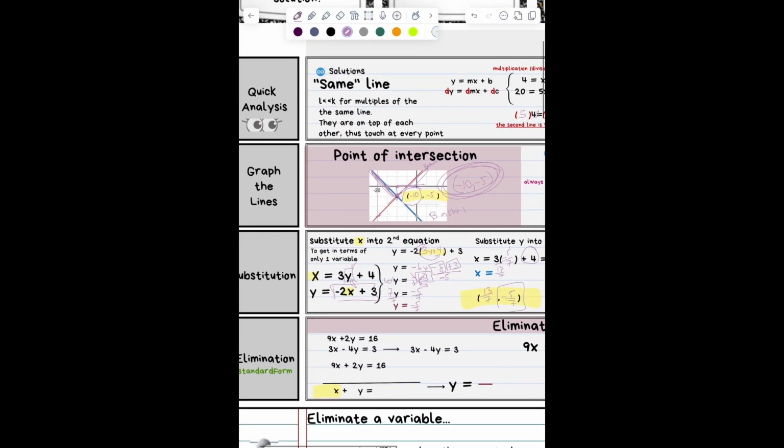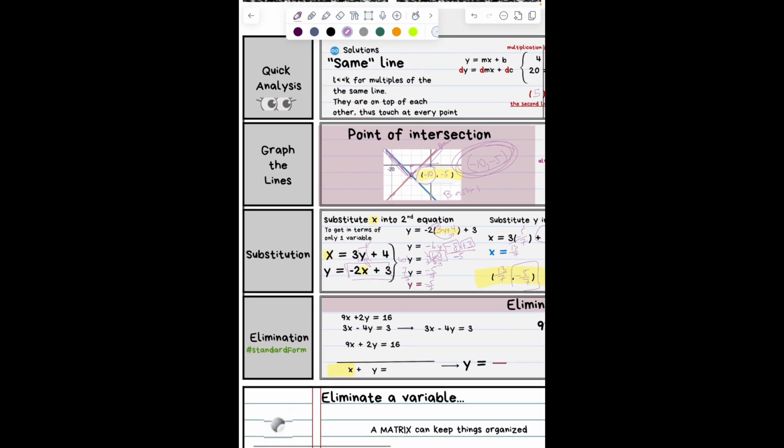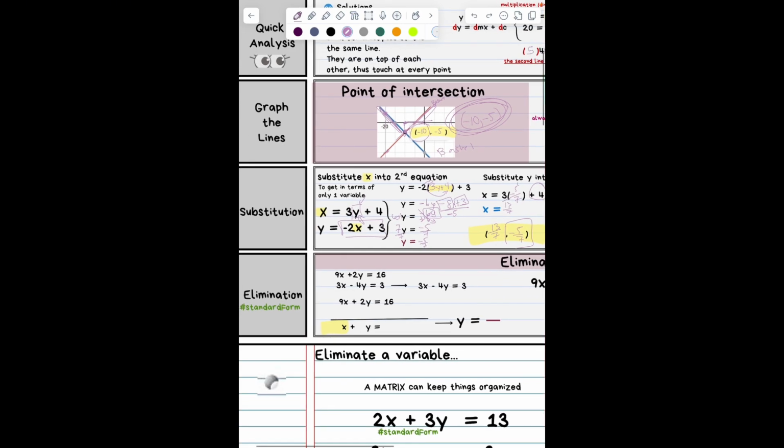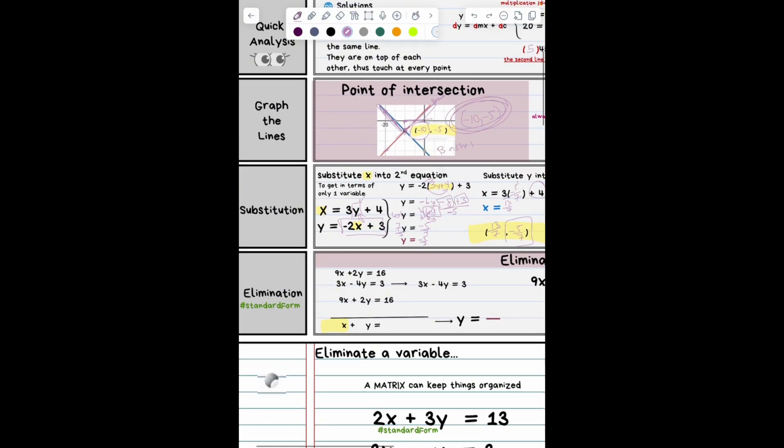So the last method you're going to try, if you've tried all the other ones, is going to be elimination. And your clue for elimination is you have x and y on the same side, and then you have the constants on the other side. That's called standard form. And if it's in standard form, that probably means they want you to do elimination as your method. Now, they could be tricking you.